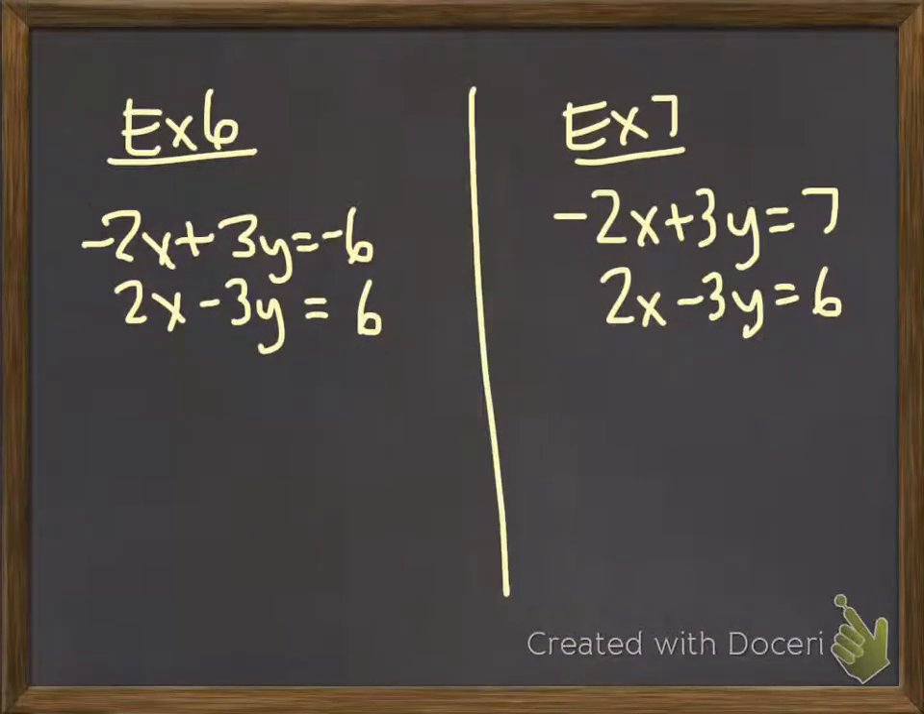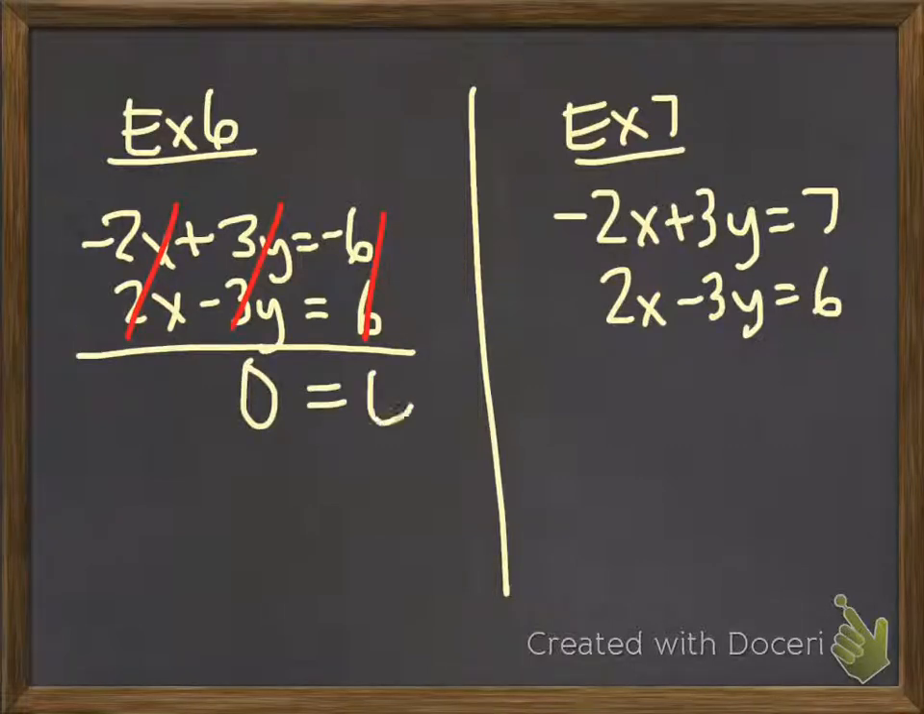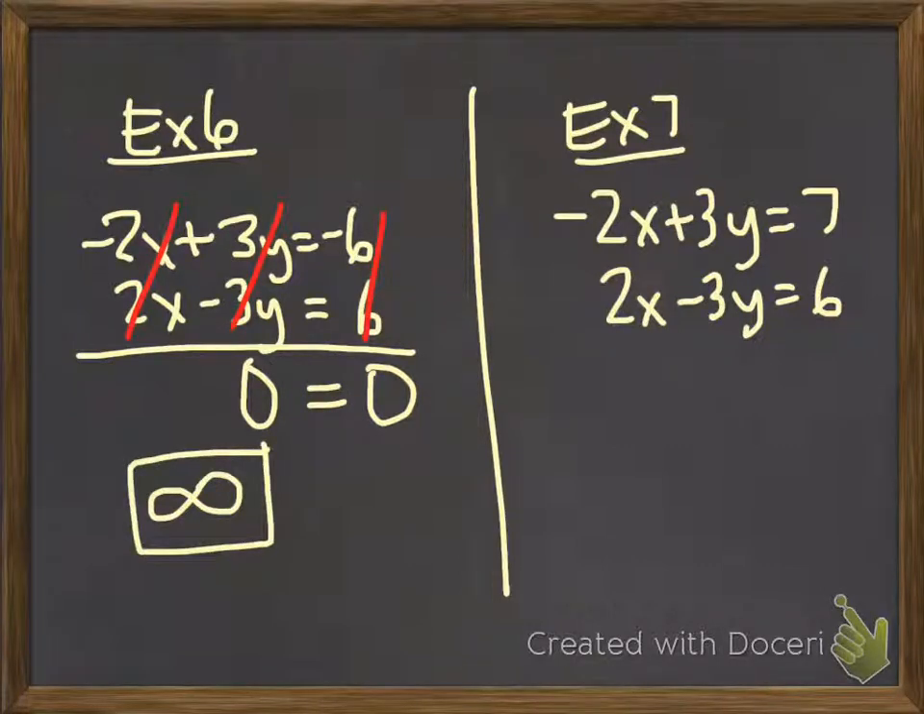Alright, example 6. Negative 2x plus 3y equals negative 6. 2x minus 3y equals positive 6. If you notice, everything cancels out. That's 0, that's 0, that's 0. So what we have is 0 on the left side equals 0 on the right side. And when that happens, it's infinite solutions. That means it is a line. The first line is sitting on top of the second line. So it's basically the same line twice. So infinity is the solution. It has an infinite number of solutions.